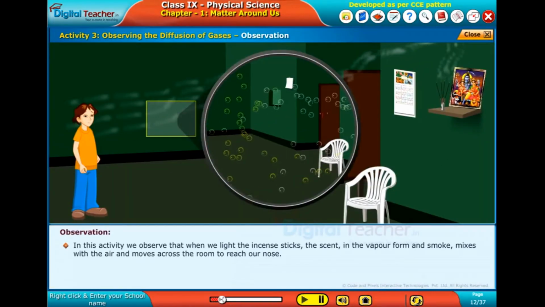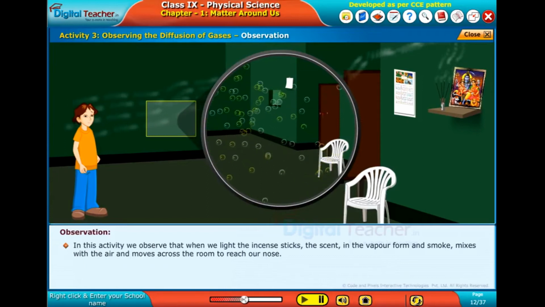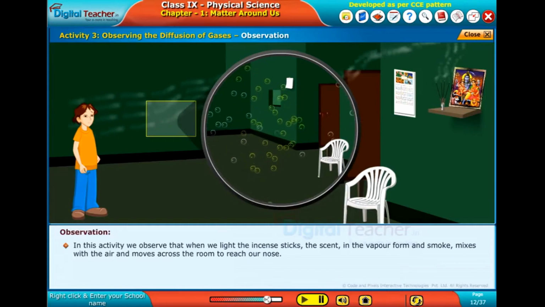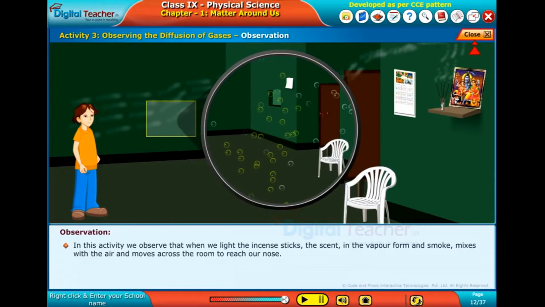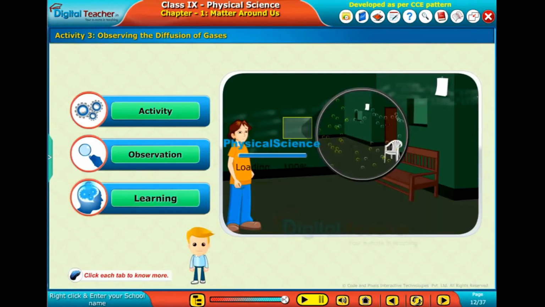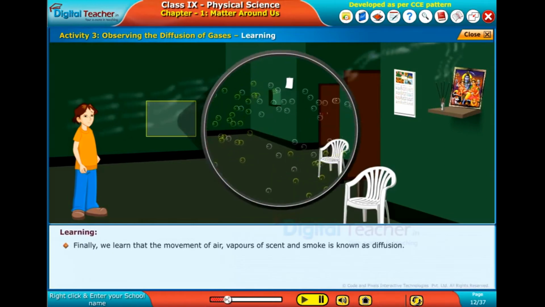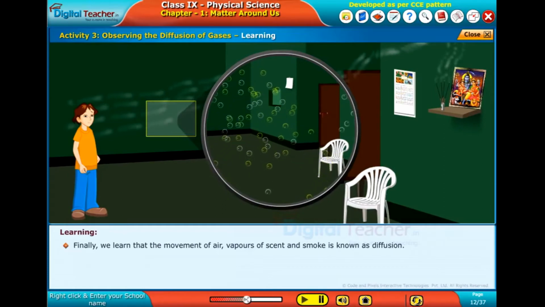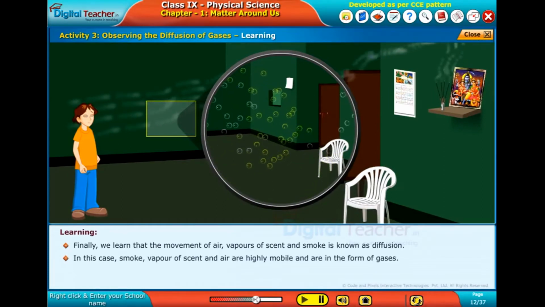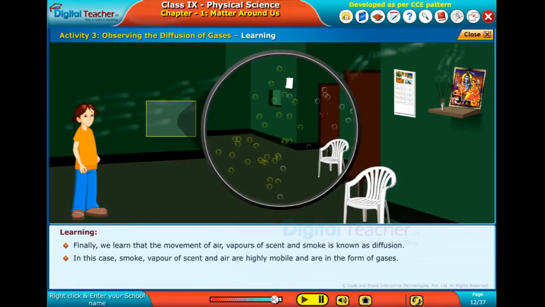In this activity, we observe that when we light the incense sticks, the scent in the vapor form and smoke mix with the air and move across the room to reach our nose. Finally, we learned that the movement of air, vapors of scent, and smoke is known as diffusion. In this case, smoke, vapor of scent, and air are highly mobile and are in the form of gases.